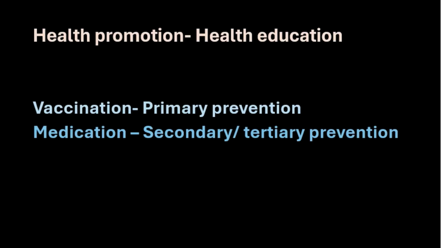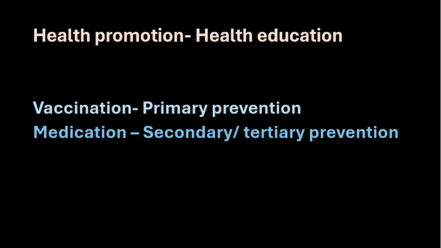Vaccination is a primary prevention activity. It will prevent the disease from happening. That is primary prevention. Medication is given after the disease has already happened. That is in the secondary or tertiary stage of prevention.